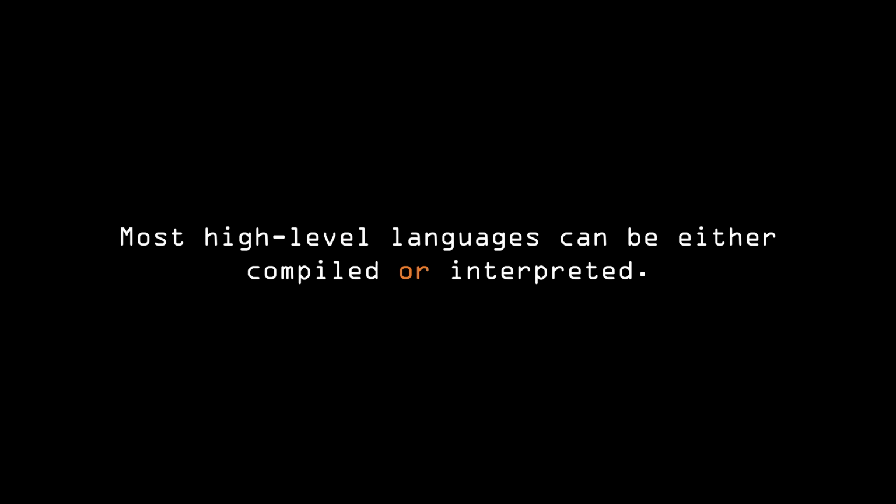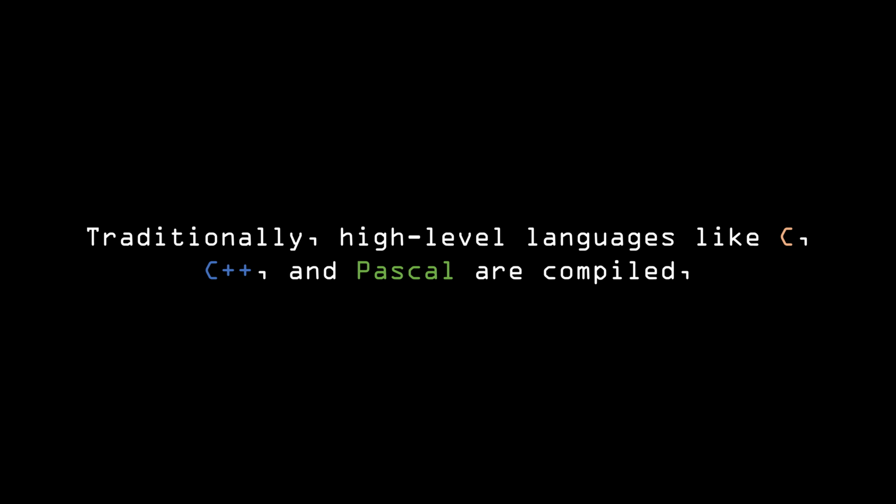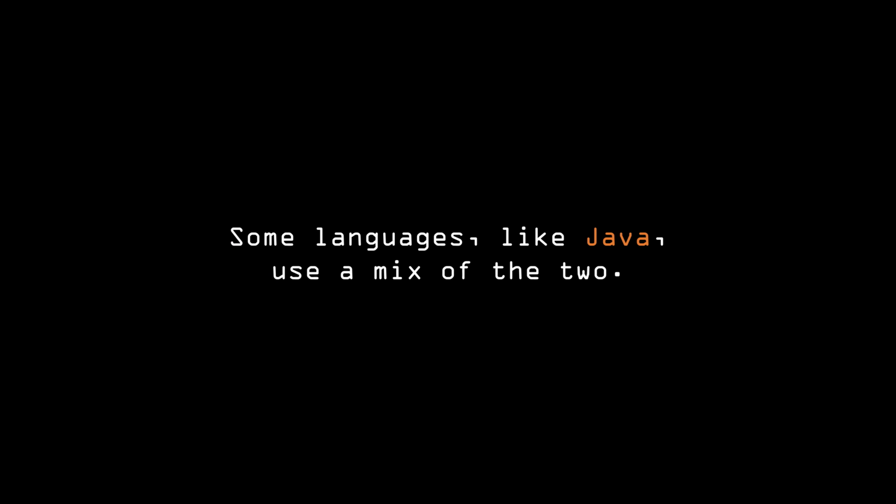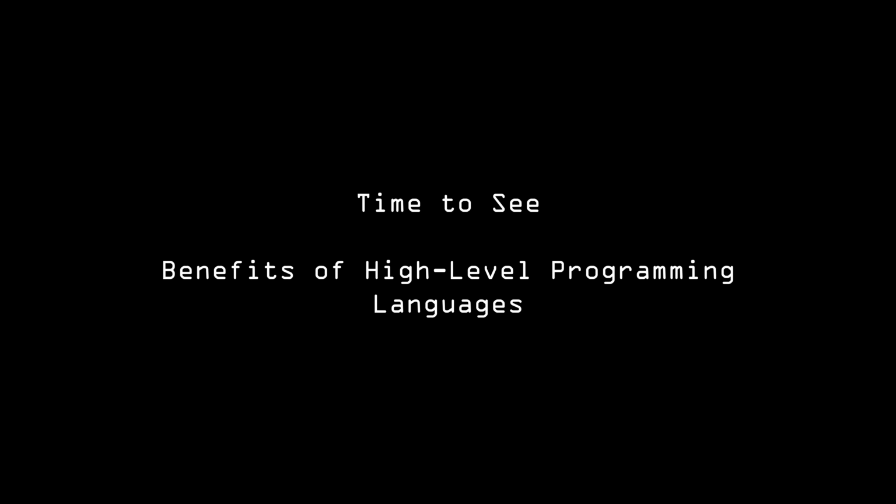Most high-level languages can be either compiled or interpreted. Traditionally, high-level languages like C, C++, and Pascal are compiled, whereas scripting languages like Perl and JavaScript tend to be interpreted. Some languages like Java use a mix of the two. We will explore C++ compilers in more detail shortly. Time to see the benefits of high-level programming languages.